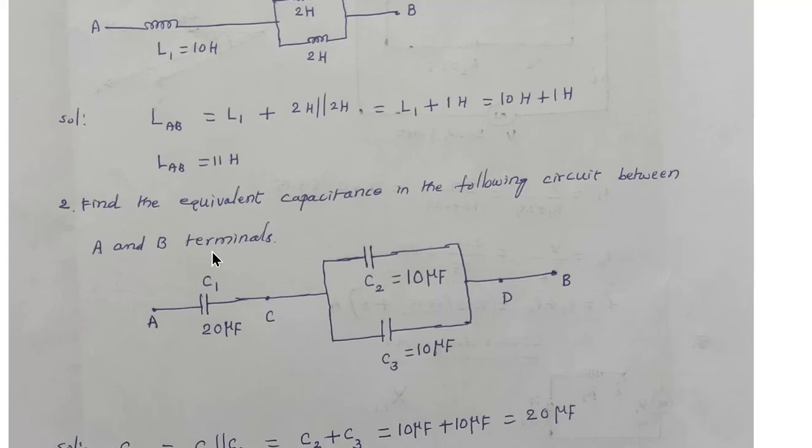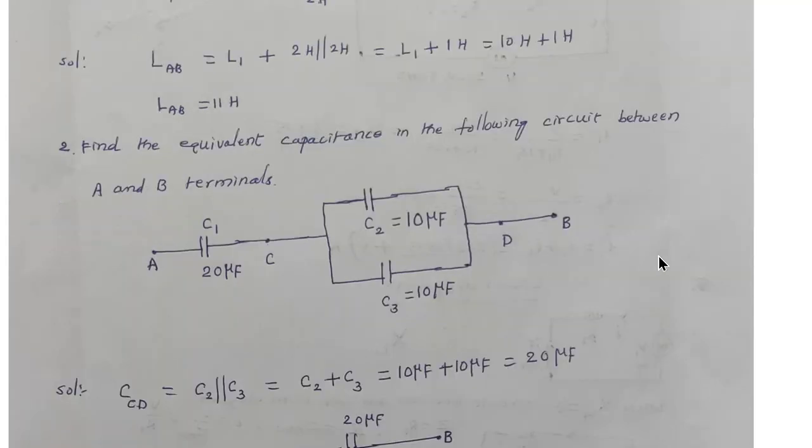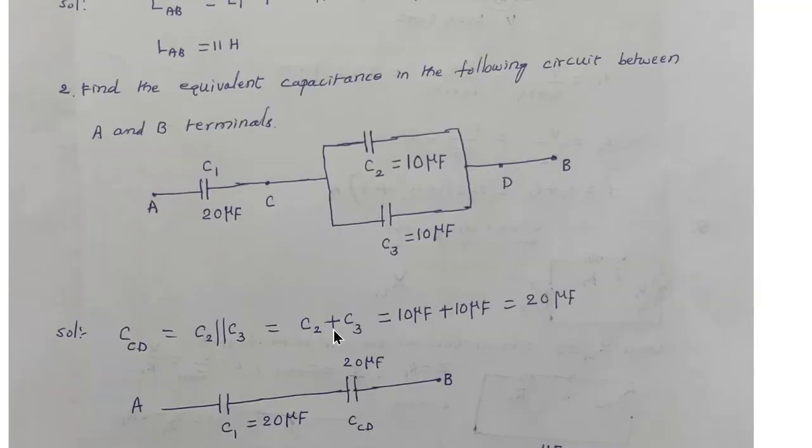Here, find out what is the capacitance between terminals A and B. Here C2 and C3, which are equal in magnitude, are connected in parallel, and the whole circuit is connected in series with C1, that is 20 microfarads. So to get the capacitance between C and D, we write C_CD is equal to C2 in parallel with C3, that is nothing but C2 plus C3, then we get 20 microfarads.